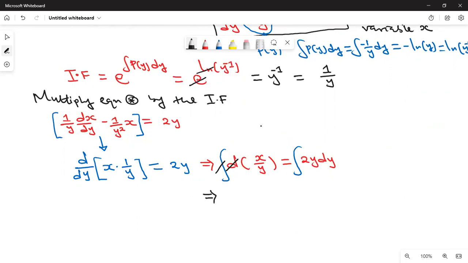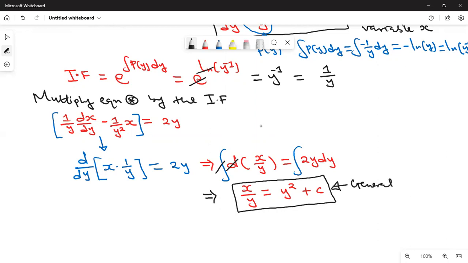So what we have on the left is x over y is equal to, what is the integral of 2y with respect to y? That will give you y squared. And now don't forget to write the constant c of integration. Remember, the constant c of integration is only written in the final solution. Don't write c when you're finding the integrating factor. So what you have found here is our general solution. Of course, we cannot find the particular solution because we are not given the conditions to apply. So this is the general solution.